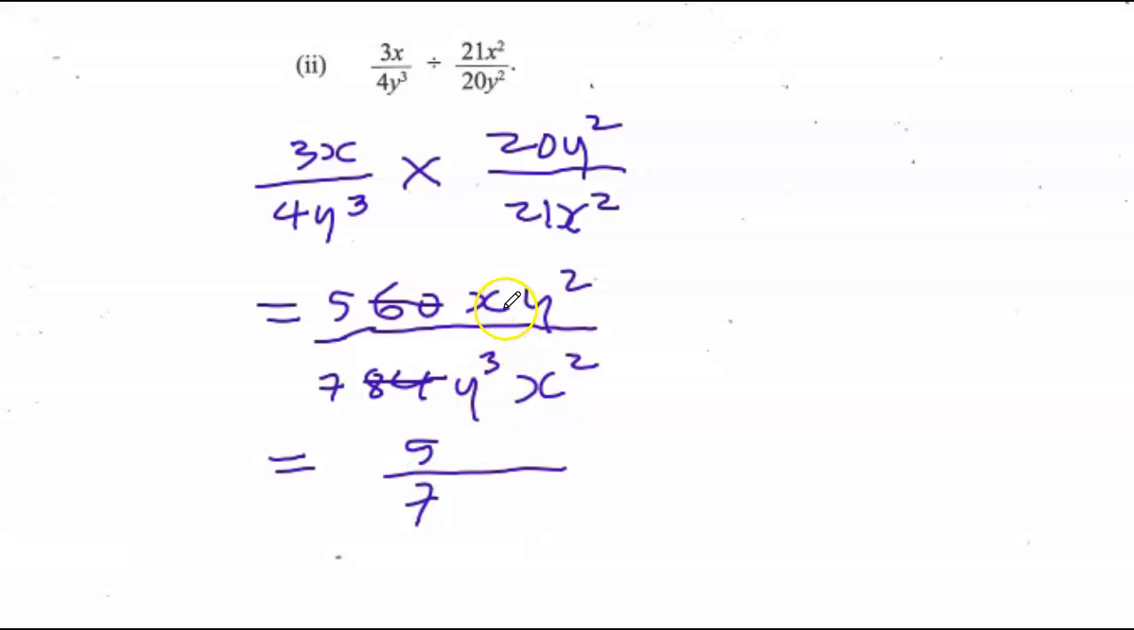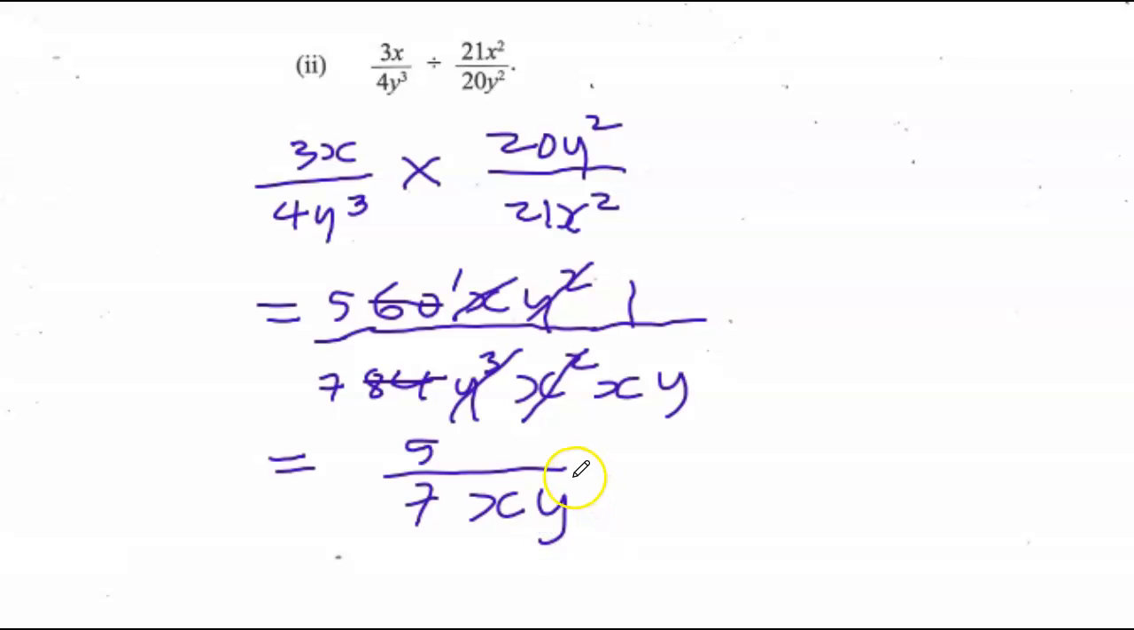Let's see if we can reduce. So x goes into x squared here. So we're left with the x down here. And then we can divide both by y squared. So we divide by y squared, we get 1. And if we divide this by y squared, we're still left with a y down here. So the denominator would be 7xy. So 5 over 7xy would be our solution.